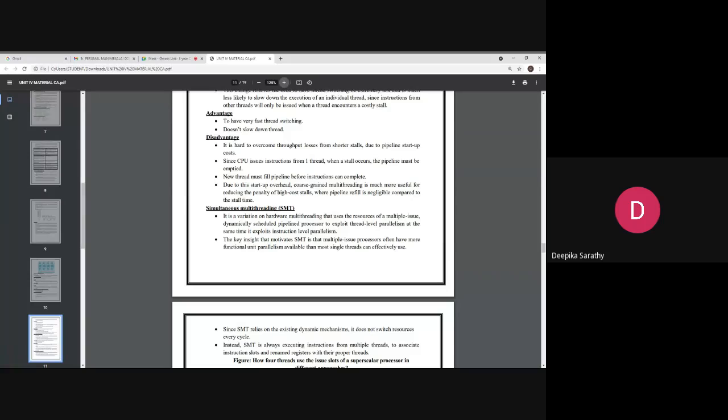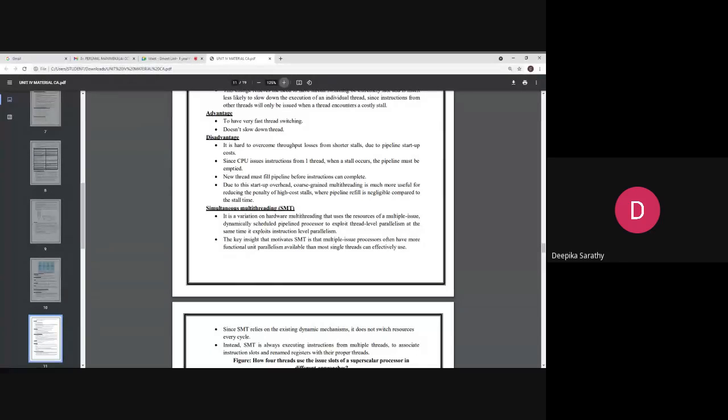I'm having two types of parallelism. One is instruction level parallelism, another is thread level parallelism. What is instruction level parallelism and what is thread level parallelism? Now, I executed each instruction. Okay? Resources of multiple issues. I'll be having resources of multiple issues.